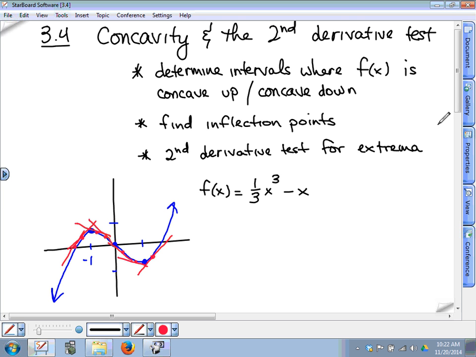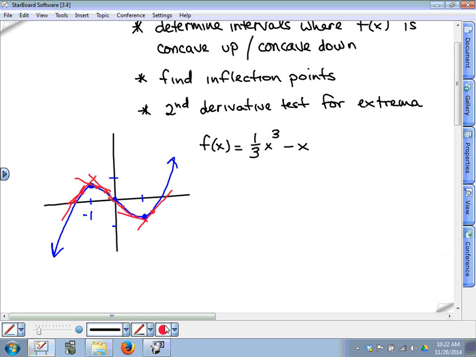Let's see what the first derivative looks like. You guys take like 30 seconds. You find the first derivative. Go. Find the first derivative. What is the first derivative? X squared minus 1. Let's clean that up a little bit.